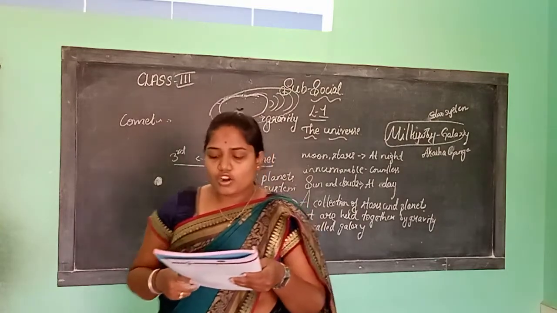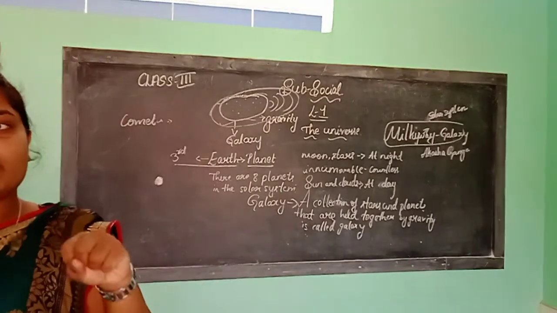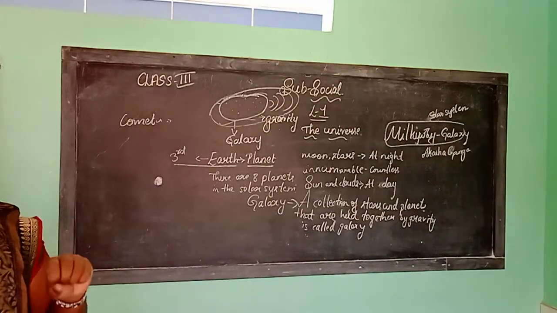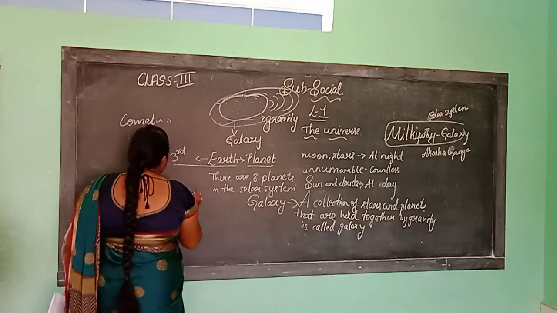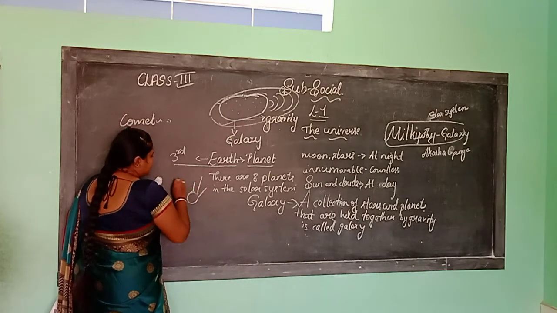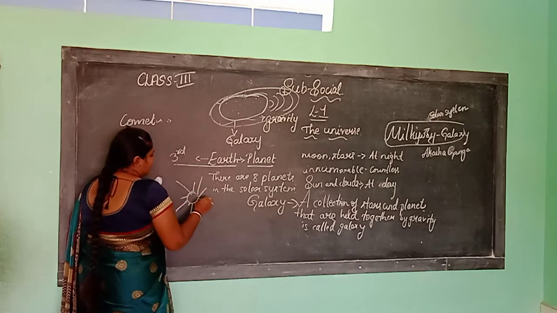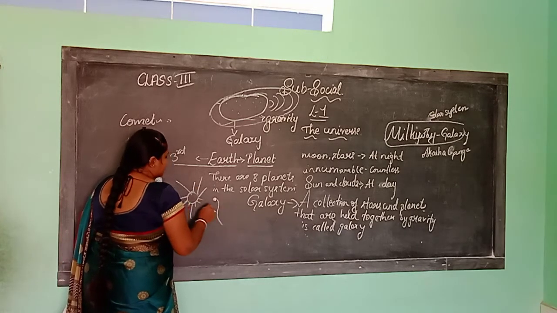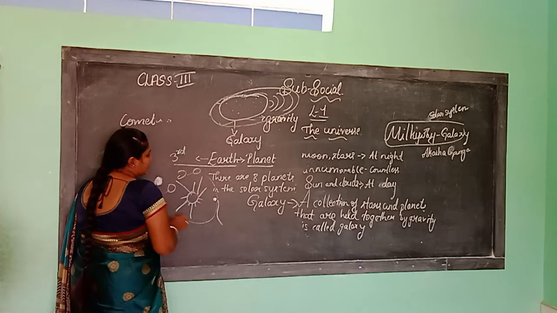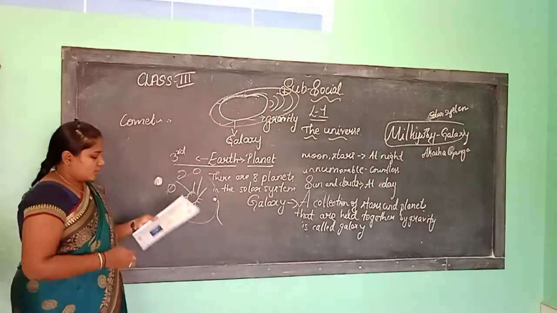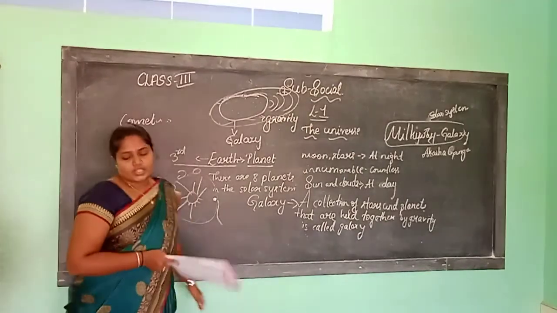Asteroids are small rocky bodies orbiting the sun. This rock-like substance is called an asteroid. These are orbiting around the sun. So the comets and asteroids are orbiting around the sun. All this together forms the universe.